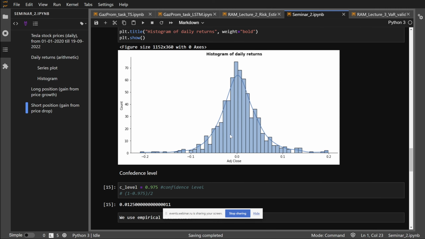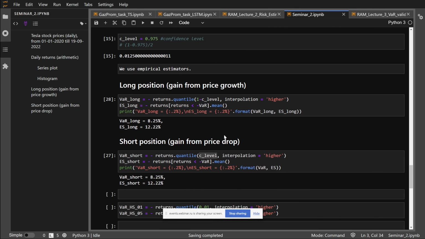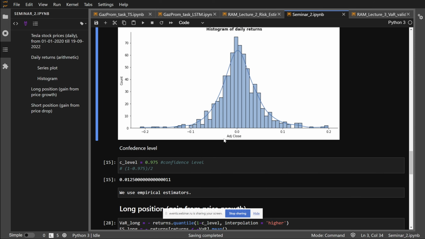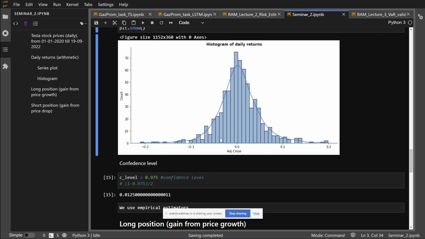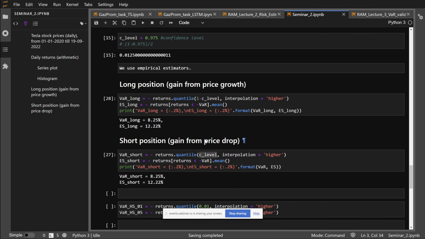I'm just not sure about the histogram, because it is obvious that the histogram is not the same to the left and to the right. Okay, I would say that the workflow itself is fine, but I would make a little correction corresponding to the short position. Look at the interpolation. It's higher, but I would put lower here because now I'm trying to go from the other side. And this setting absolutely replicates the idea that I can just invert returns by multiplying them by -1 and see the result.